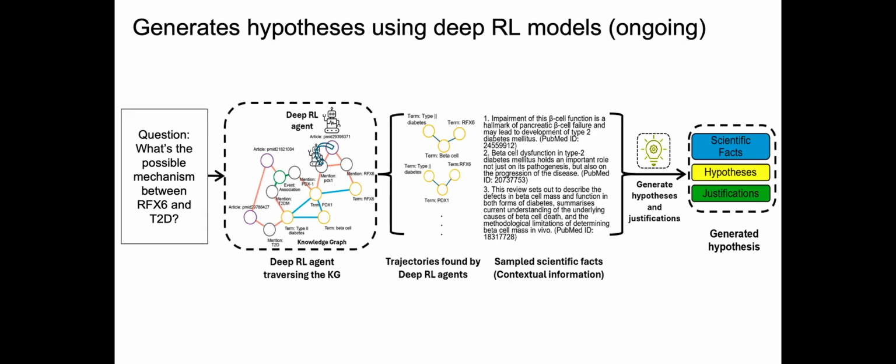So this is an ongoing work: hypothesis generation using deep reinforcement learning. The question is, what's the possible mechanism between RFX6 and type 2 diabetes? So we will have the agent traverse our knowledge graph, and the trajectories found by this agent will give some context, that is, the scientific facts. And using that, we can generate hypotheses and justification. So this is really ongoing work. I think this is really one step even beyond question answering. We are generating new hypotheses.